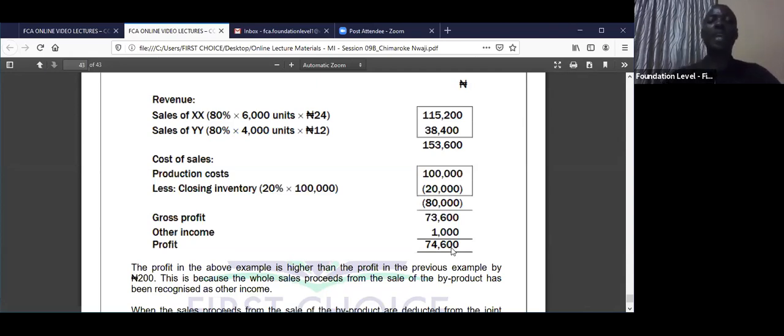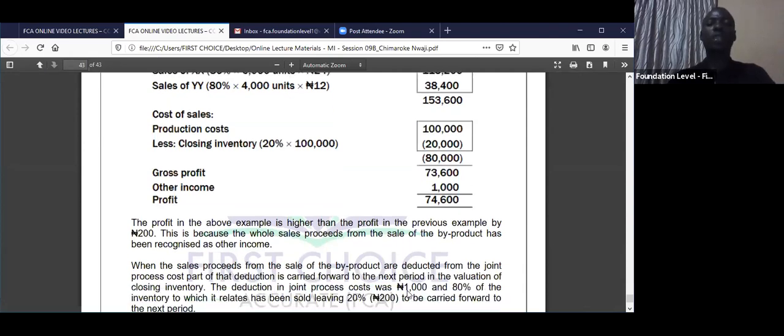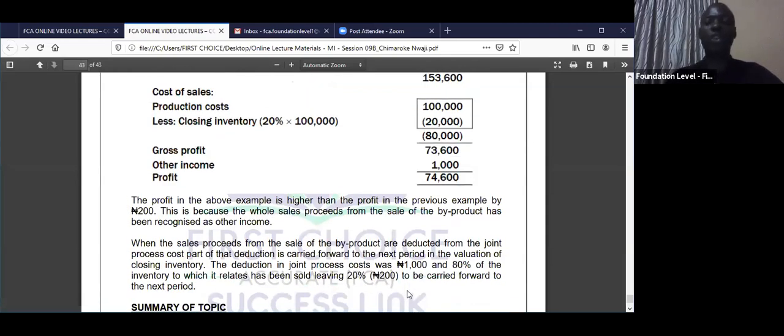The profit in the above example is higher than the profit in the first one by 200. So that one was 74,400. This one is 74,600. This is because the whole sales proceeds from the sale of the byproduct has been recognized as other income. Now, when the sales proceeds from the sales of the byproduct are deducted from the joint costs, part of that deduction is carried forward to the next period in the valuation of the closing stock. The deduction in joint process costs was 1,000 naira. And you see 80% of the inventory to which it relates has been sold, leaving only 20% remaining, which is the 200 to be carried forward next period. You see, that is why this one was 200 naira higher than the other. And the 200 naira is going to be carried forward to the next period.